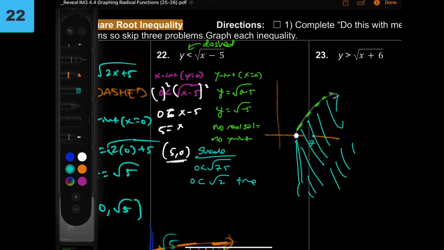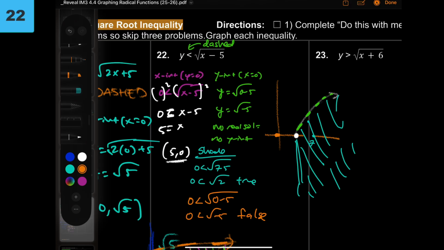But I also want to show you why this point would not work. Say (0, 0). This is not true. 0 is not smaller than the square root of a negative number. That'll be complex, so it would not work. So that would be false, and that's why you don't shade on the (0, 0) side.